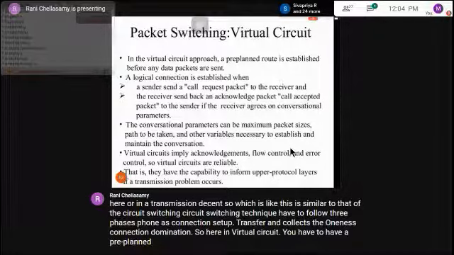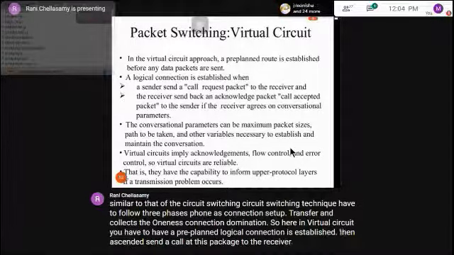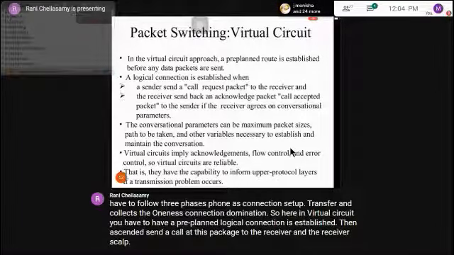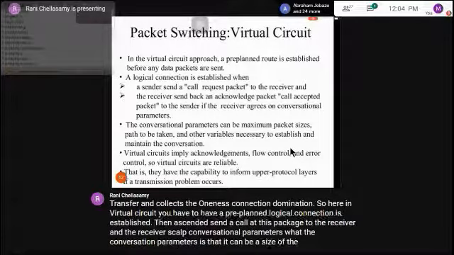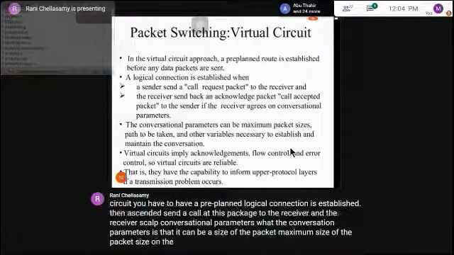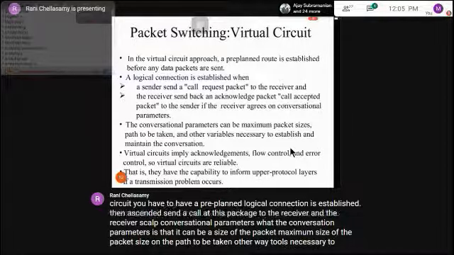The logical connection is established when a sender sends a call request packet to the receiver, and the receiver sends back an acknowledgement through a call accepted packet to the sender. The receiver agrees on conversational parameters. What do we mean by conversational parameters? It can be the maximum size of the packet, the path to be taken, and other variables necessary to establish and maintain the conversation.